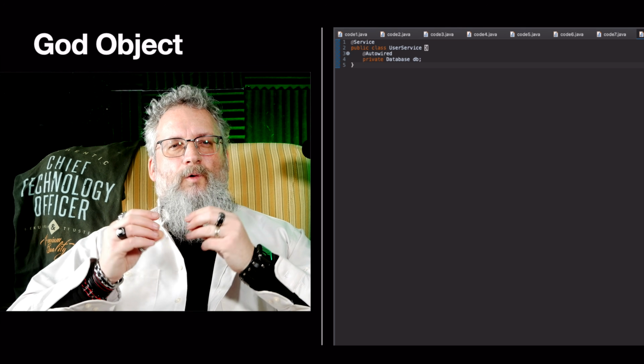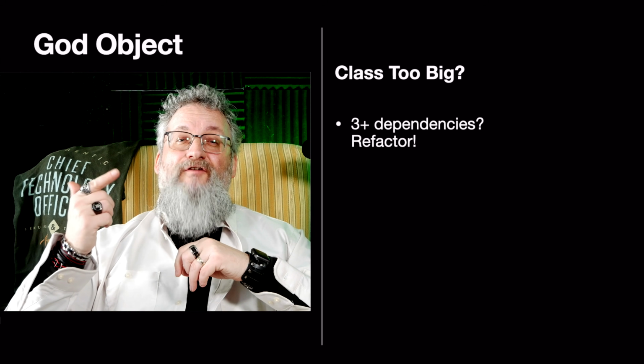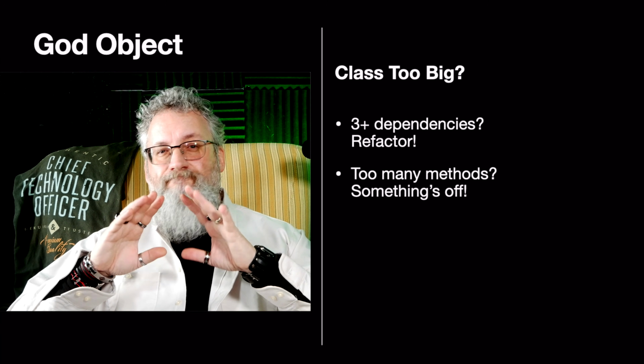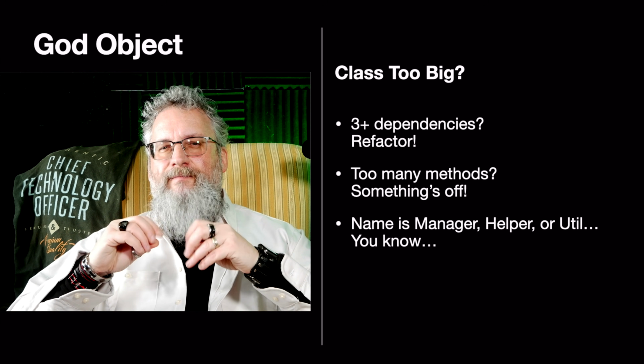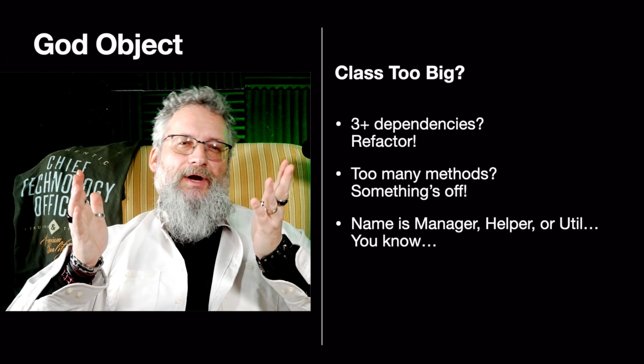Rule of thumb, when is a class too big? More than 3 dependencies? Refactor. Too many public methods? Something's off. If your class name is manager, helper, or util, you already know.